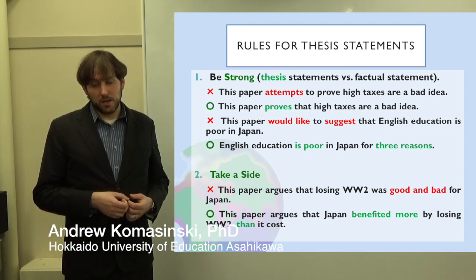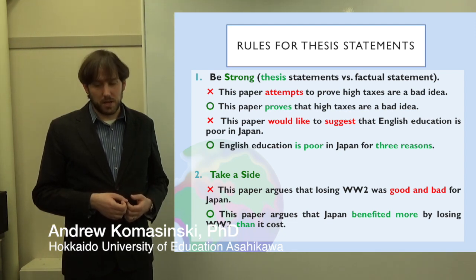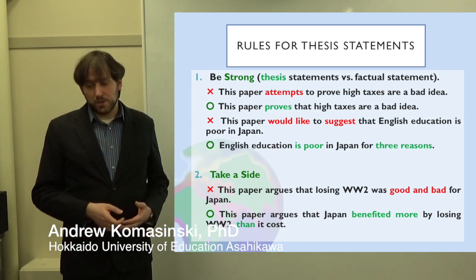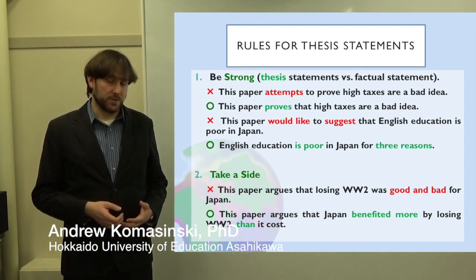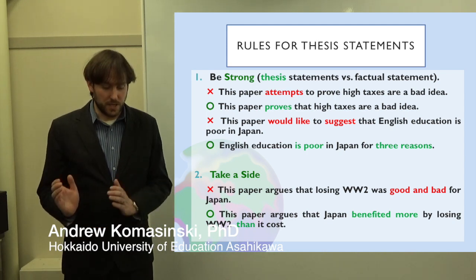Also, we have to take a side. So if you said this paper argues that losing World War II is good and bad for Japan, that would not be a good thesis statement. Instead, you want to do something that shows that Japan benefited more by losing than it cost. So you have to take one side and not just be in the middle.